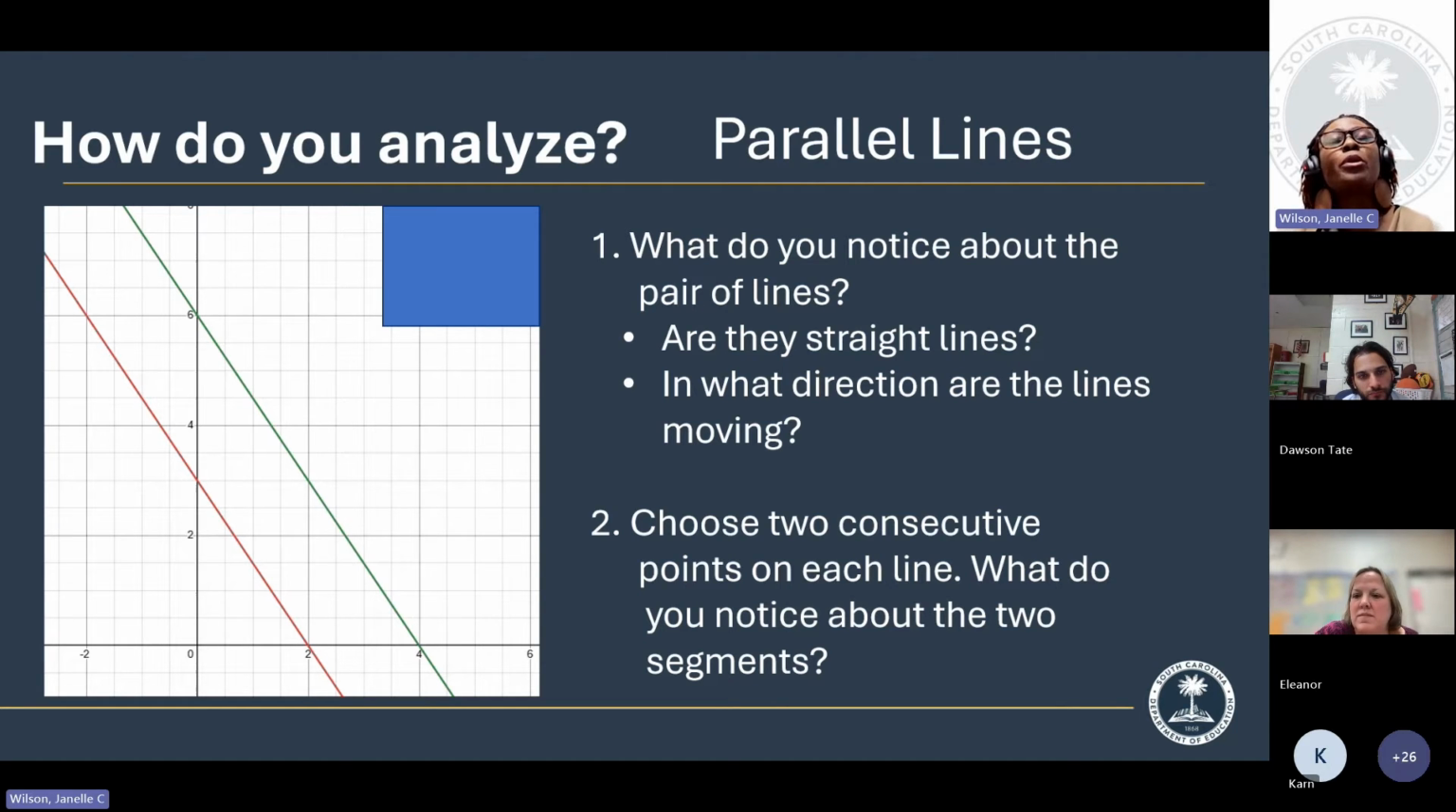What else should they know? What else should they notice about those two points? If they were to measure the distance between those two lines, what would they find? They're always going to be equal. They're always going to be equal. Exactly. So now we introduce the equations into this.